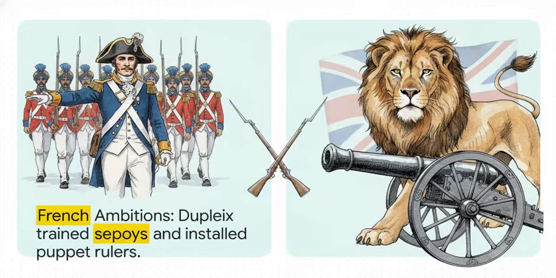Then you have the French, who followed a bit later, establishing their East India Company in Pondicherry in 1674. Under their Governor-General Dupleix, the French pioneered some highly effective, albeit manipulative, colonial strategies. They trained Indian infantry soldiers known as sepoys in European military techniques, and they pretty much mastered the art of installing puppet rulers by intervening in local succession disputes. However, these massive French ambitions were ultimately crushed by the British during a series of conflicts known as the Carnatic Wars. This left the British standing as the absolute dominant European power in India.